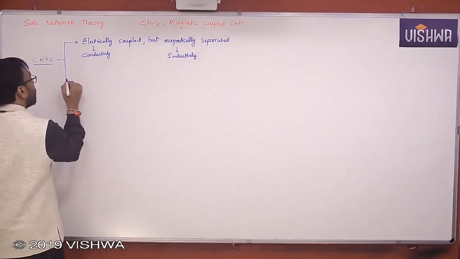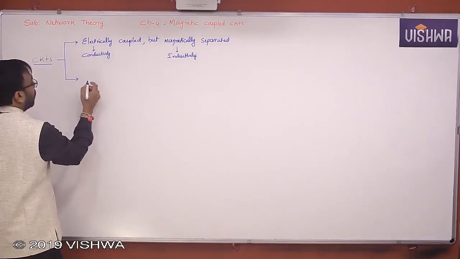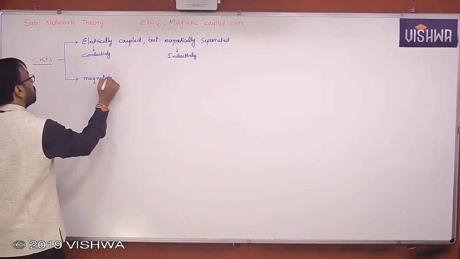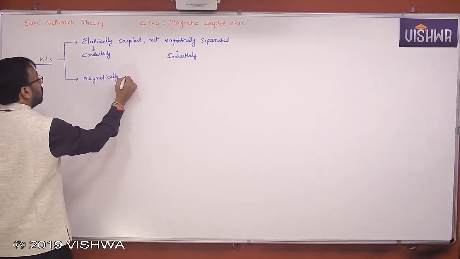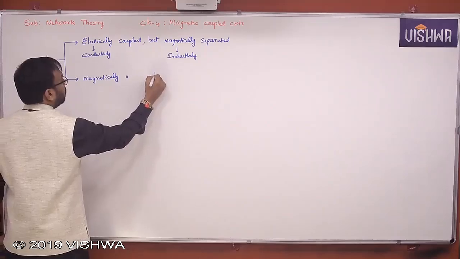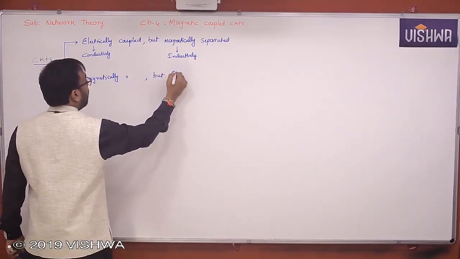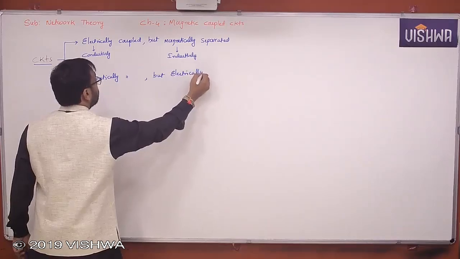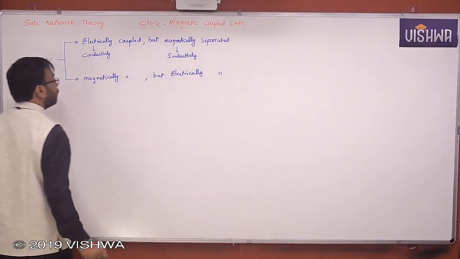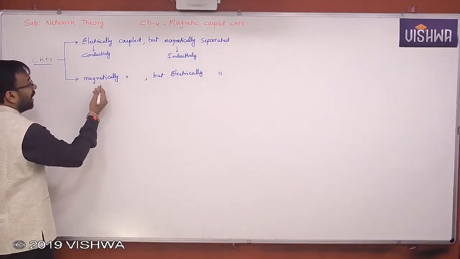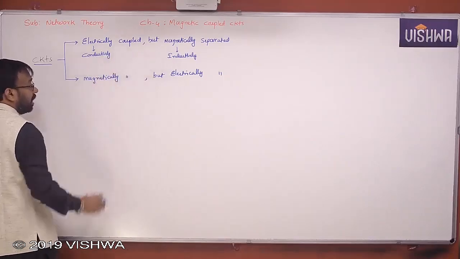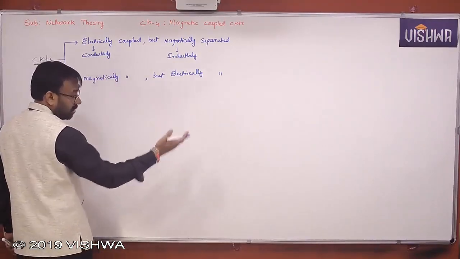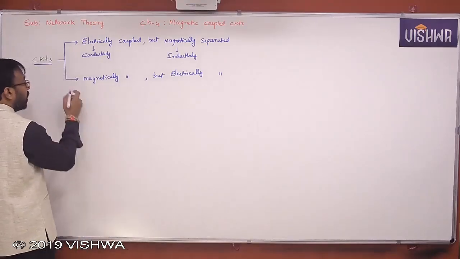Okay. The second type of circuit is magnetically coupled but electrically separated or isolated. Okay, so magnetically is nothing but what? Inductively coupled. Electrically is nothing but what? Conductively. Okay, so conductively separated or isolated.